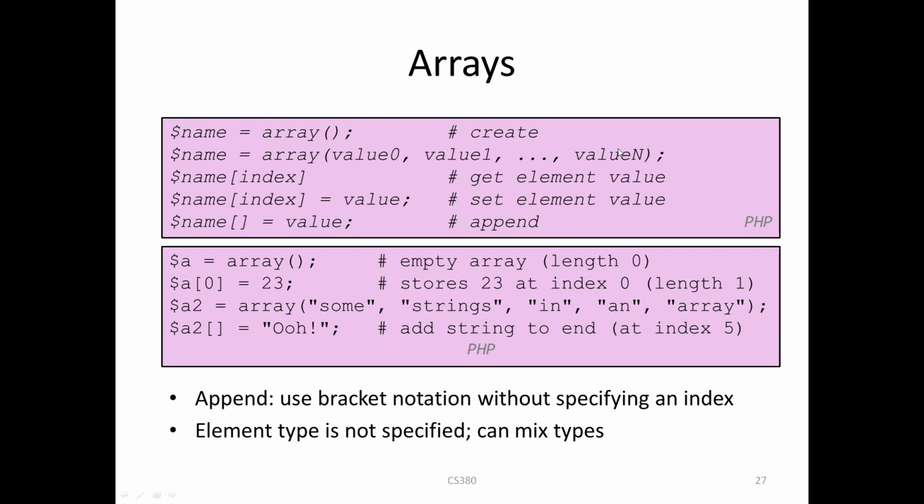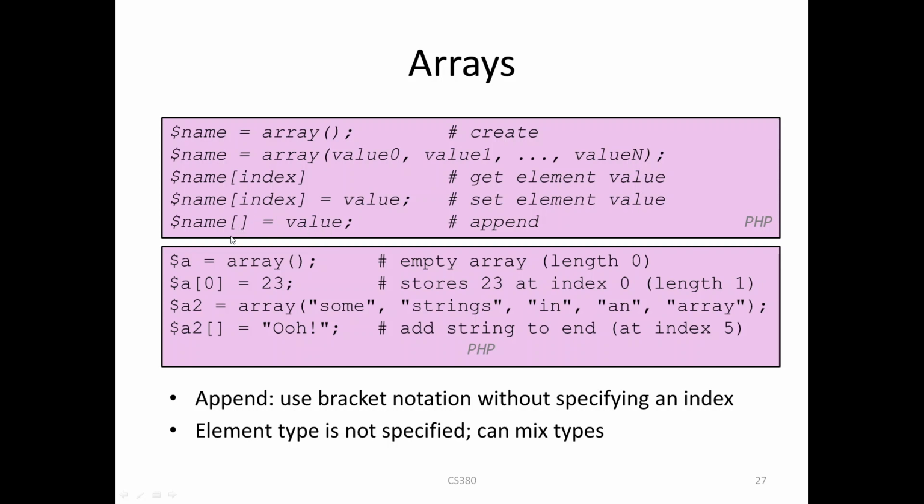Okay, talking about arrays, the arrays can be declared like this. You have a keyword called array. You can pass multiple values and then have an array. You can access an array by its index. You can assign a value to the array by this. And moreover, you can append a value to the array in this way.